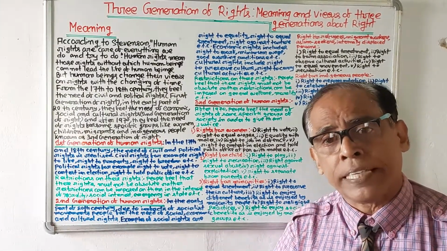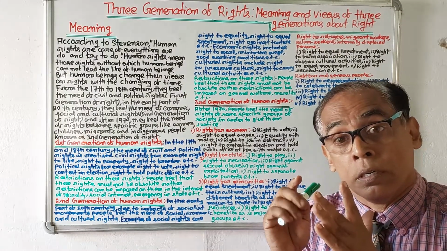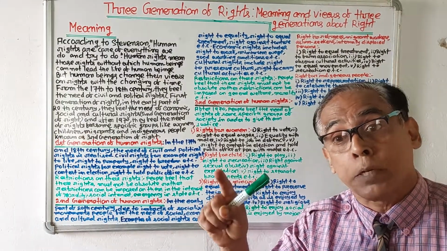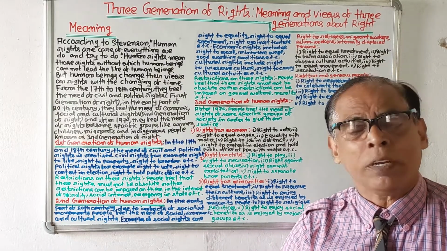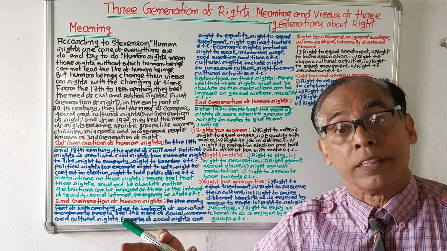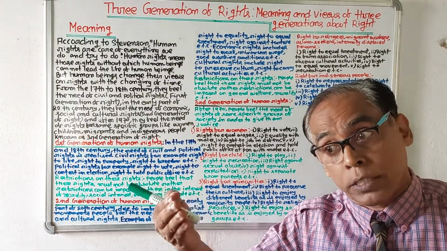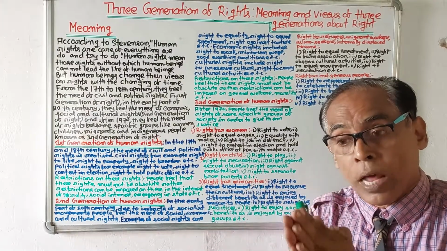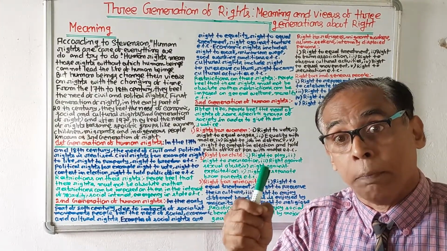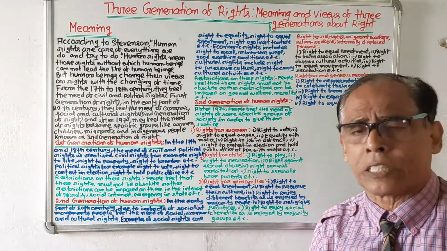No doubt in the 17th and 18th century, people realized the importance of civil and political rights. But they were not in favor of absolute civil and political rights. They felt that restriction can be imposed on these rights in the interest of morality, social welfare and emergency in any state. So this is all about the first generation right.